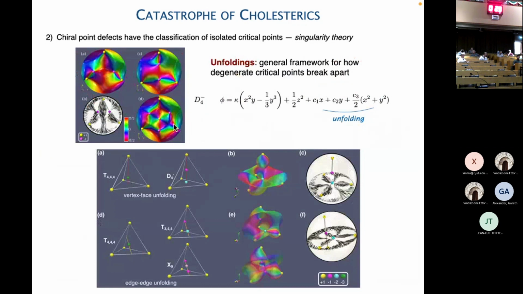You can do more with the singularity theory because it not only tells you about the classification of critical points of functions, it also tells you how to break them apart into different pieces. These are the unfoldings of the catastrophes. And so you can look for those also in the experimental data. I show you one here, which is an unfolding of the D4 minus singularity, and then also two separate examples that they find in the experiments, which turn out to be unfoldings of this higher order T444 singularity.